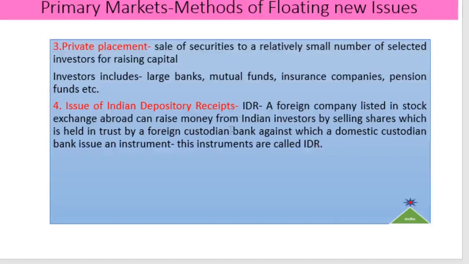These shares are issued by a foreign company, and in favor of these foreign companies a domestic bank issues an instrument to the Indian investors. That instrument is known as the Indian depository receipts. It can be traded in the stock exchanges like other securities, and income dividends go to the Indian investors. This is the fourth one.